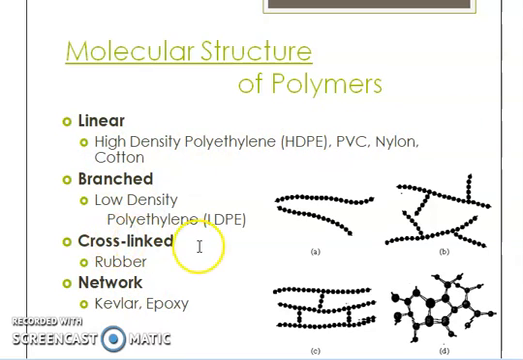Next is cross-linked. These are polymers in which there is cross-linking of various polymer chains, for example, rubber. The last type is the network structure. This is an example of network polymers. In this structure, the polymers are cross-linked with each other. Examples are Kevlar and epoxy. These network polymers are very hard and very rigid. Kevlar is used in bulletproof jackets.